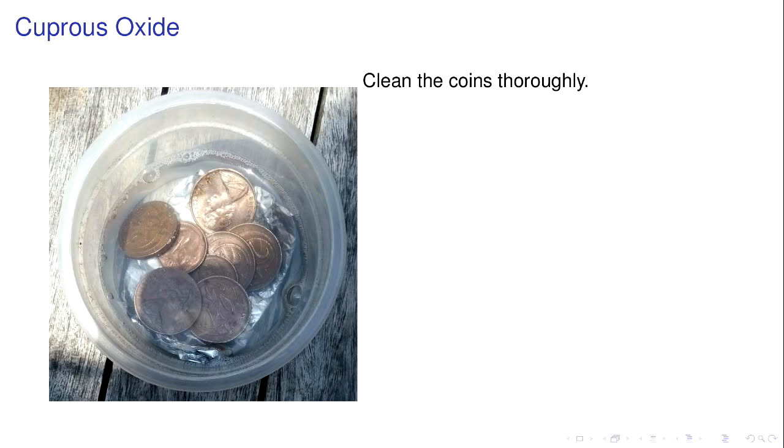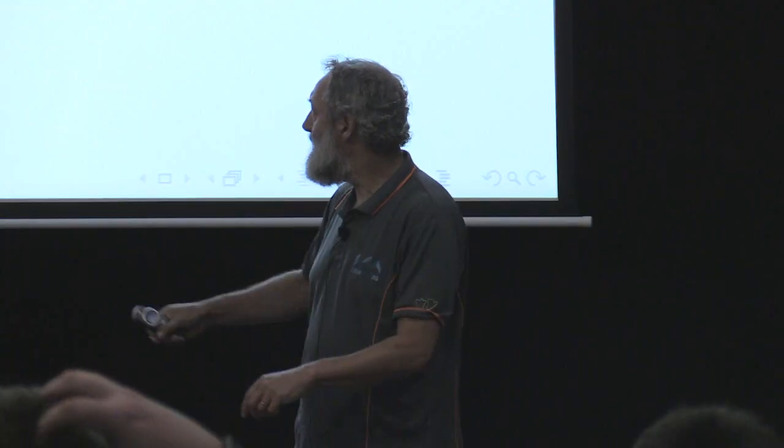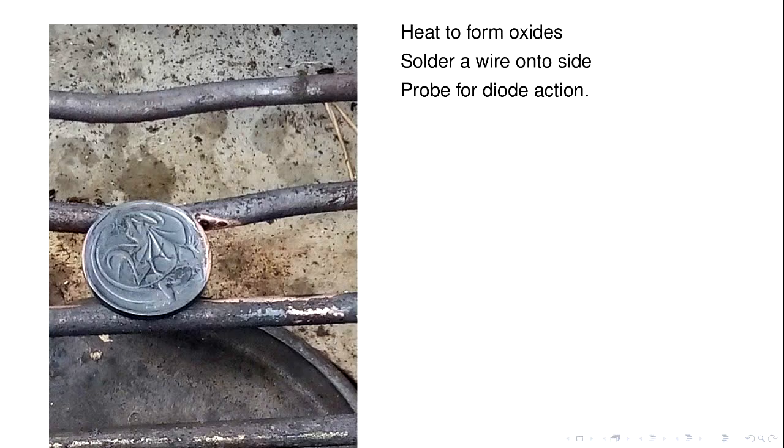So clean the coins thoroughly, and then heat them up. I use my barbecue burner. So I put them on there, turned it up, and waited for it to turn first black, and then salmon pink. And you can see around here, it's black in the middle, that's copper oxide, and it's just going salmon pink around the edges, that's cuprous oxide. It's the cuprous oxide that you want, not the copper oxide, because copper oxide is just boring black stuff. It's the cuprous oxide that is the semiconductor.